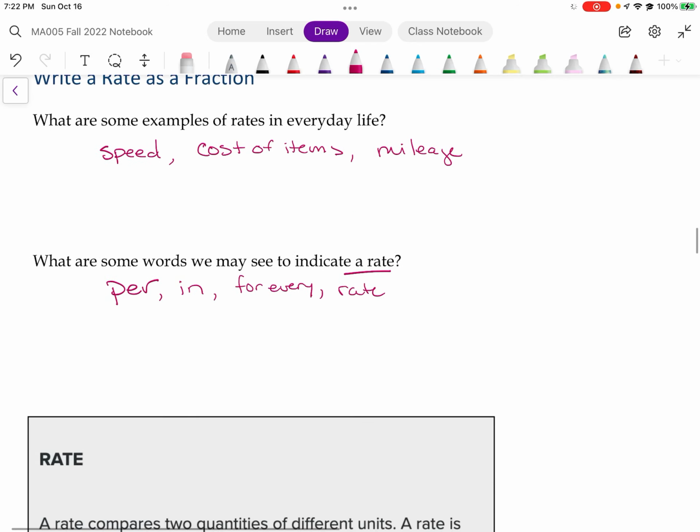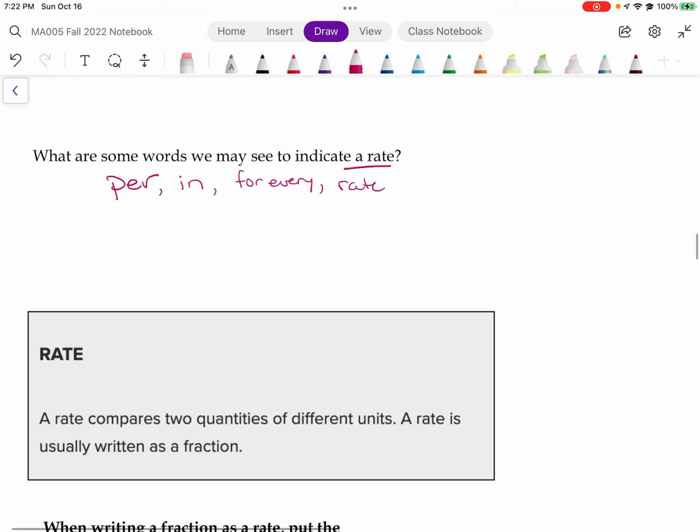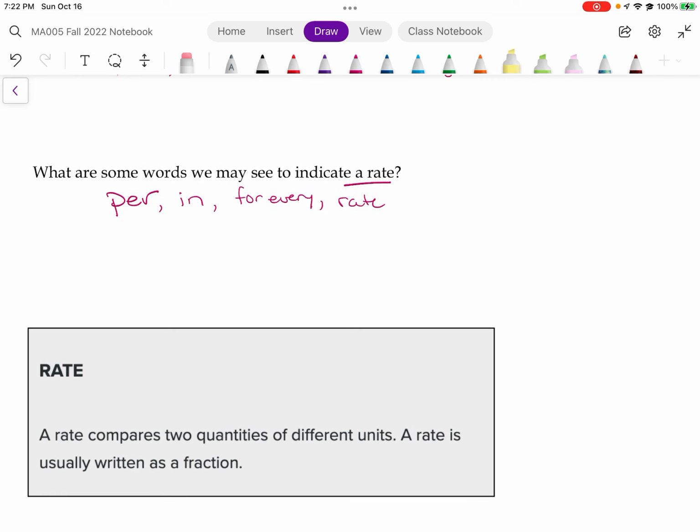Okay, so a rate compares two quantities of different units. So I want to contrast this with ratio. Ratio has the same units, and a rate has different units. And it's usually written as a fraction, with the rates often. So we want to leave the units. Leave those units there and write it on the top and the bottom.